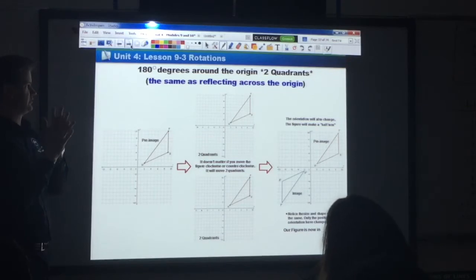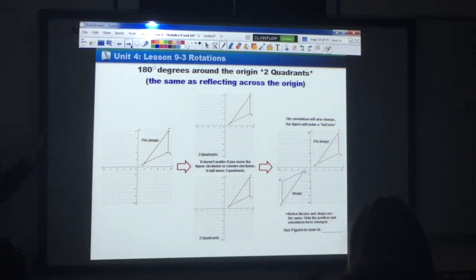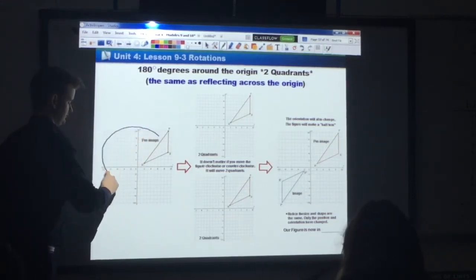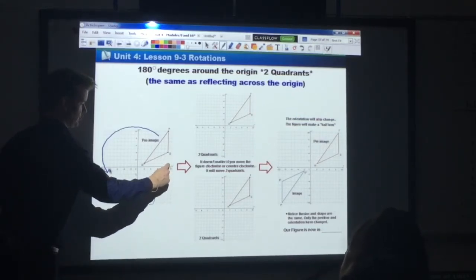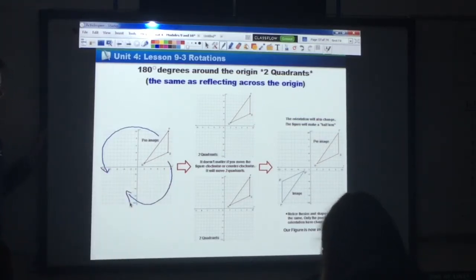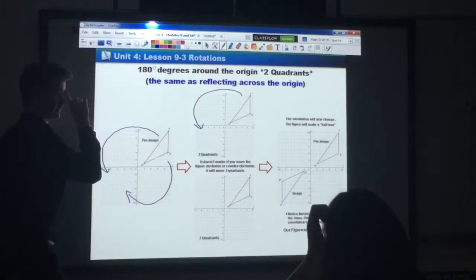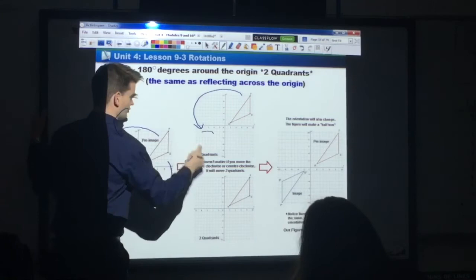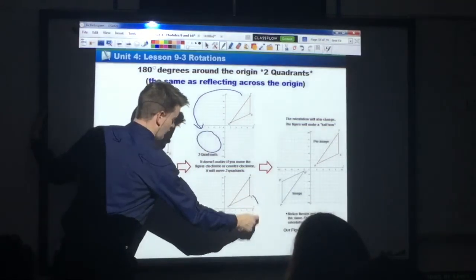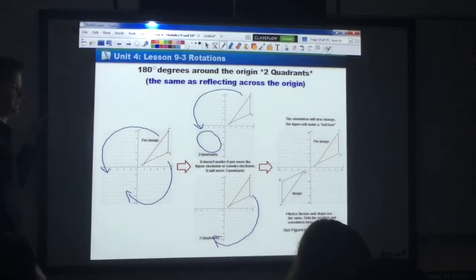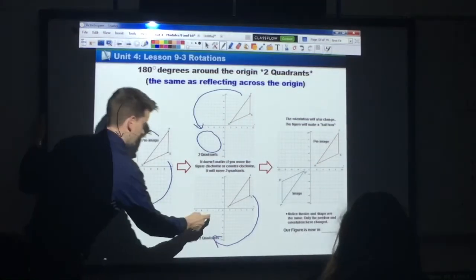180 degrees clockwise around the origin. There's 2 ways that you can do this. Notice that our pre-image is in what quadrant? 1. So when I rotate it 180 degrees around the origin, I can either rotate it counterclockwise, or I can rotate it clockwise. It doesn't matter which way I do it. I will still end up in the exact same position. If I go counterclockwise, I'm moving 2 quadrants, and I end up in which one? Quadrant 3. If I rotate it clockwise, I still move 2 quadrants, and I still end up in quadrant 3.